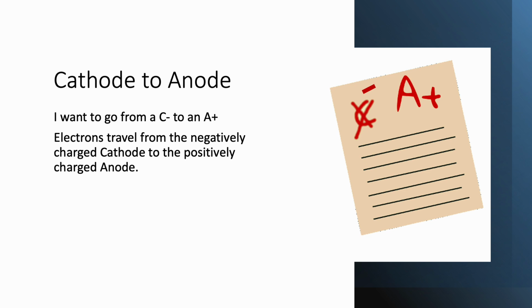Now, I always have a hard time remembering what direction these electrons travel. And so I think about being a student, and if I have a C- in the class, I want to go to an A+. But I don't want to go from an A+ to a C-. No. That's not the direction I want to move. So I want to move from a C- to an A+. Electrons travel from the negatively charged cathode, C-, to the positively charged anode, A+.